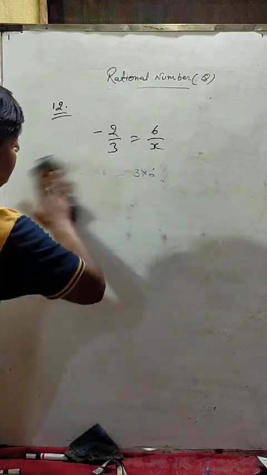Okay students, you solve the exercise 2a. In the next video, I will explain the representation of a rational number on a number line. How we will represent a rational number on the number line. Okay, thank you.